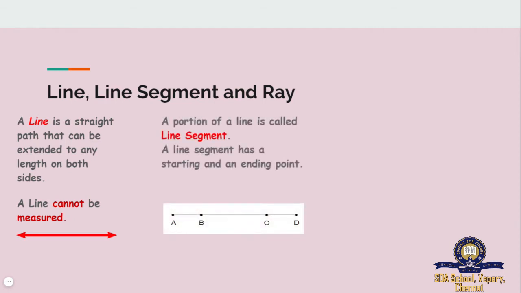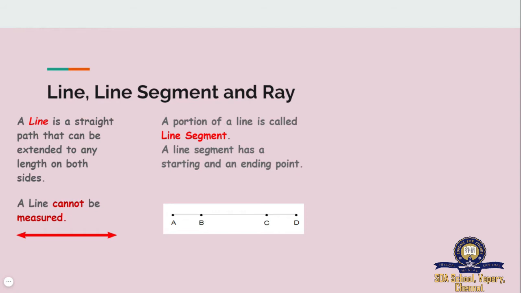Next, what is a line segment? A portion of a line is called a line segment. A line segment has a starting and an ending point. Always a line segment will have a starting and ending point, whereas a line will not have a starting point or an ending point.